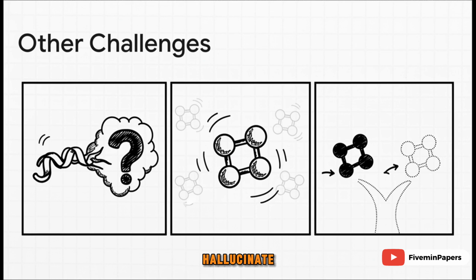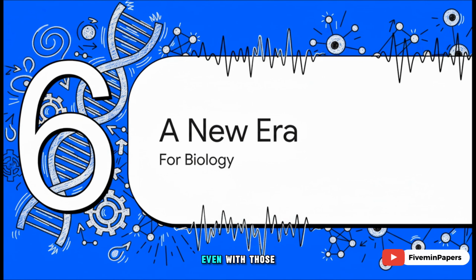And there are a few other challenges. Sometimes it can hallucinate. Basically, it just invents a structure in regions that are supposed to be naturally floppy and disordered. It also only gives us a static snapshot, like a single photo, but in reality, these molecules are constantly moving, wiggling, and changing shape. And sometimes it'll get stuck on predicting just one shape, even when a molecule might have a few different ones it can take.